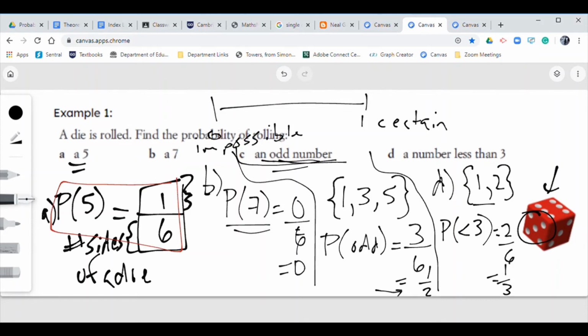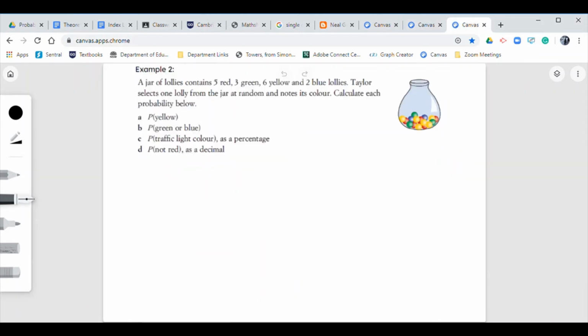Let's look at our second example. We have a jar of lollies. Our jar of lollies has 5 red, 3 green, 6 yellow, and 2 blue lollies. Taylor selects 1 lolly from the jar at random and notes its color. Calculate the probability below. Before we get started, remember we need to figure out the denominator, the bottom of our fraction. We need to figure out the total amount of lollies that we have, so we're going to add them all up.